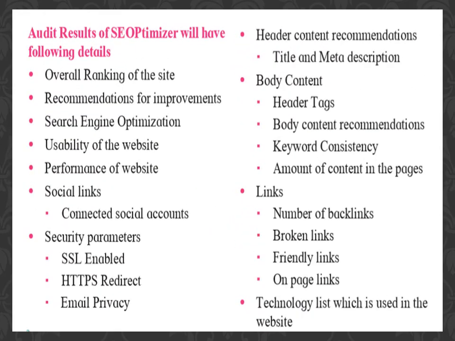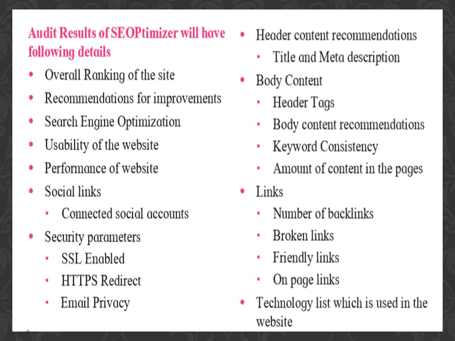Now the last point is that the audit result of SEO Optimizer will have the following details. After analyzing your website, the SEO auditor tool shows you different results, and using those results you can improve your website easily. These are the certain points. First one, overall ranking of the website. After improving, it increases the ranking of your website.